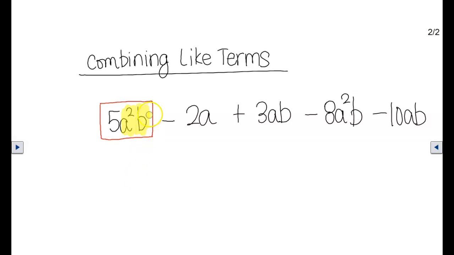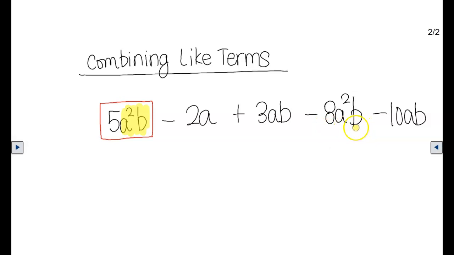Now, what you need to remember is that a like term for this will have to have exactly that same variable part. It'll have to have an a to the second and a b and nothing else. So this would not be a like term. The a is not to the second power, and it doesn't have the b. This is not a like term because the a is not to the second power.